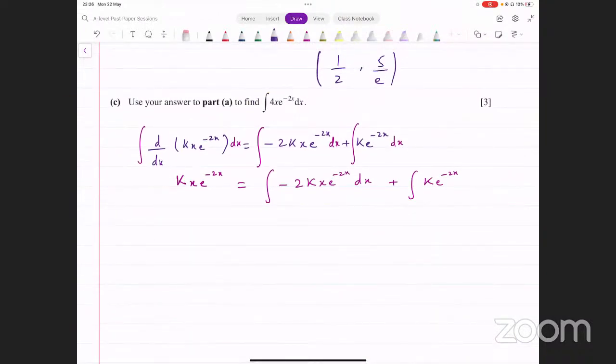Before we do that, there is a minus here too, so what do we do? We take this integral to the left side, because that's what we want to evaluate. If we take it to the left side, that would give us 2k into x e raised to power minus 2x, the integral of that, which is equal to what we have on the right side, the integral of k e raised to power minus 2x minus kx into e raised to power minus 2x.